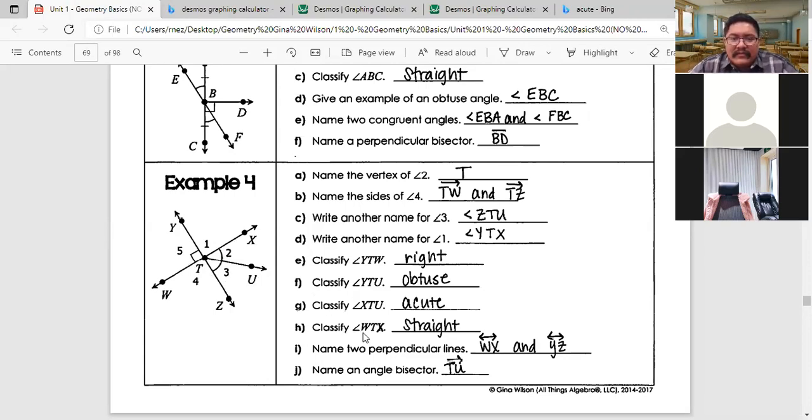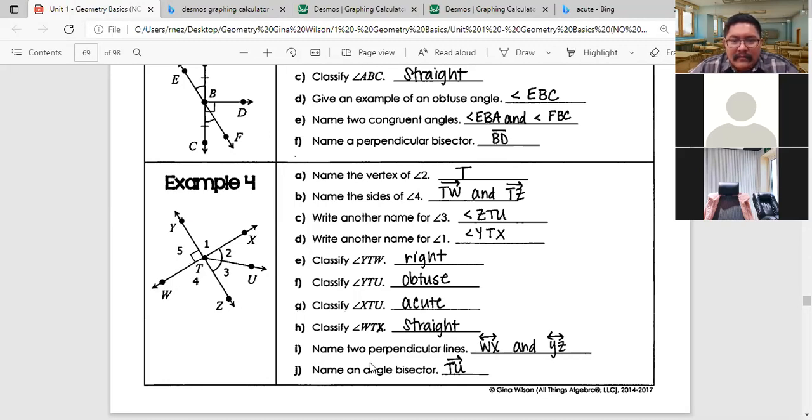All right, next one, WTX. So WTX, and that would be a straight angle. And if it's a straight angle, then that means that angles 1, 5, and 4 are all 90 degrees. Name two perpendicular lines. That's a pretty easy one, WX, right? So we have WX, and that would be perpendicular to YZ.